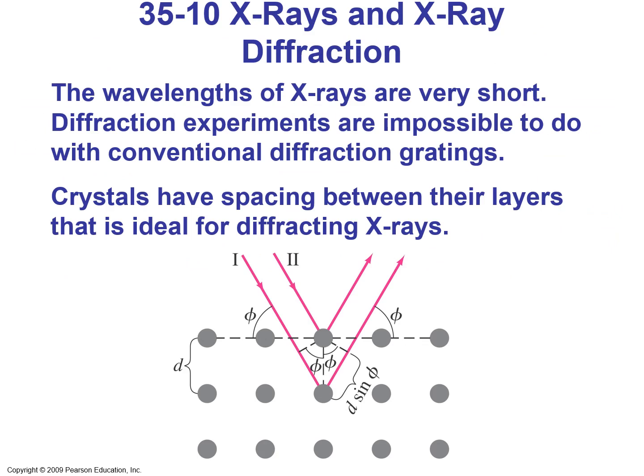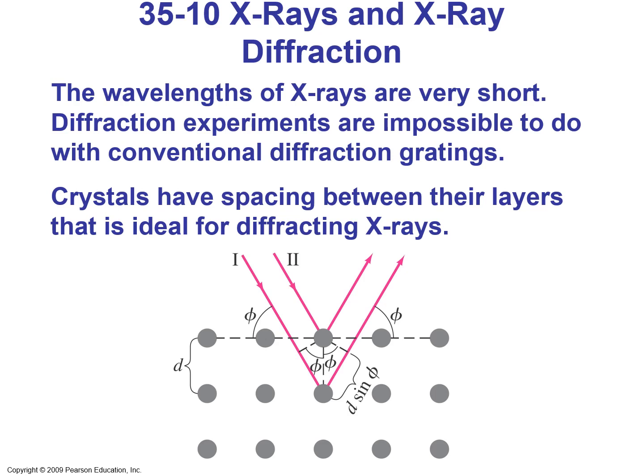Section 10, X-rays and X-ray diffraction. The wavelengths of X-rays are very short. Diffraction experiments are impossible to do with conventional diffraction gratings. Crystals have spacing between their layers that is ideal for diffracting X-rays.